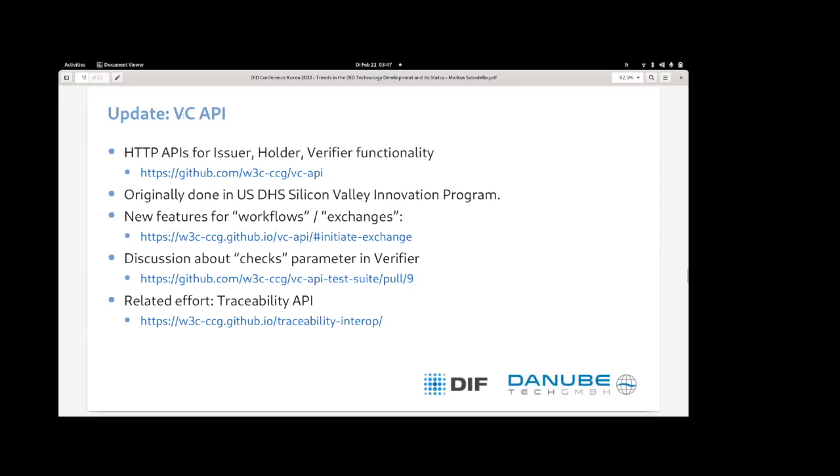Here is one work item that's also quite interesting, the verifiable credential API. So this is a specification for APIs of issuers, holders, and verifiers. This was originally started by some companies in the Silicon Valley Innovation Program by the US Department of Homeland Security. The idea here is that there would be standard APIs for issuing and for verifying credentials, so that software from different vendors or different implementations can be replaced and substituted.